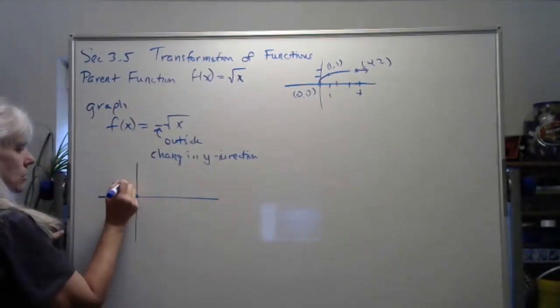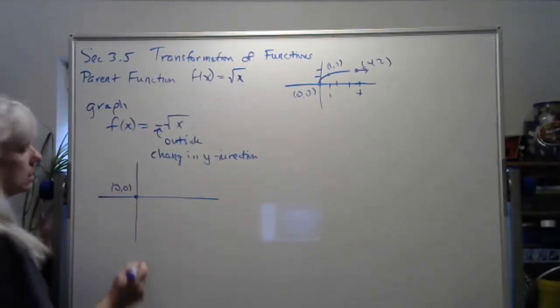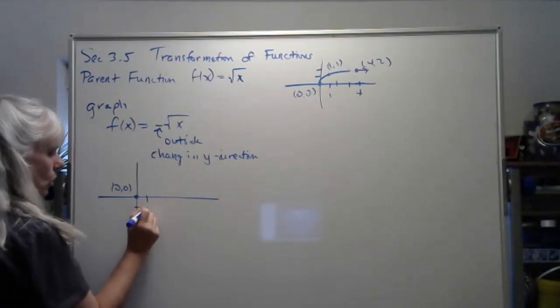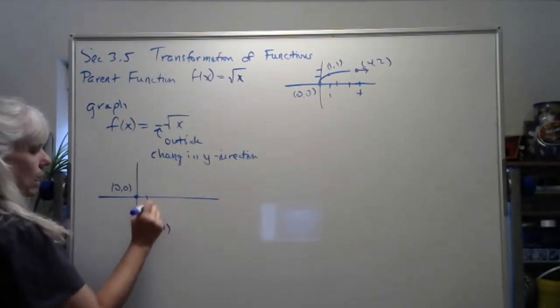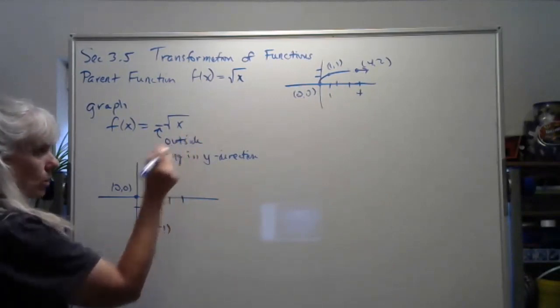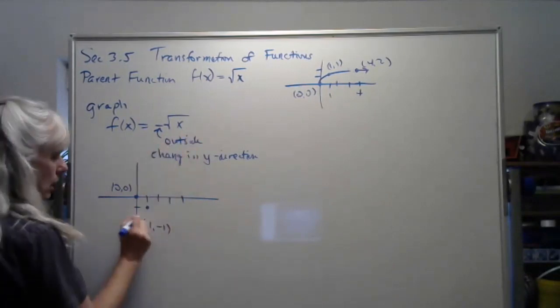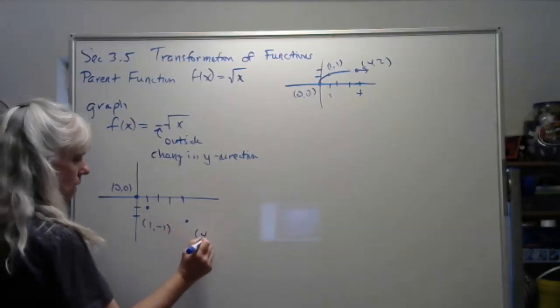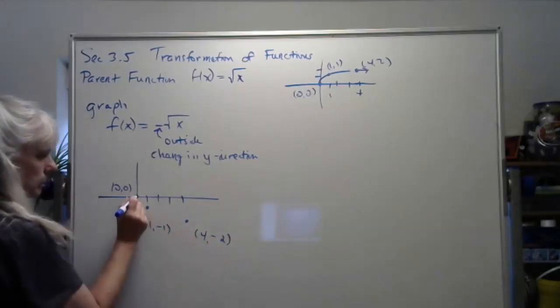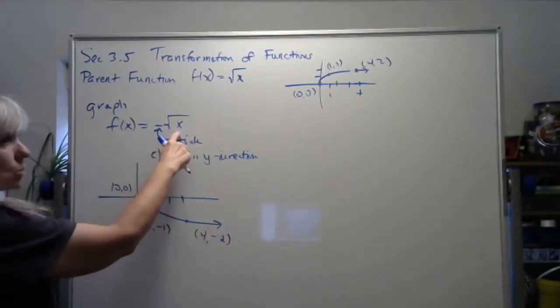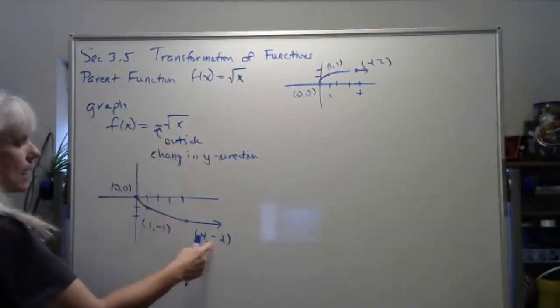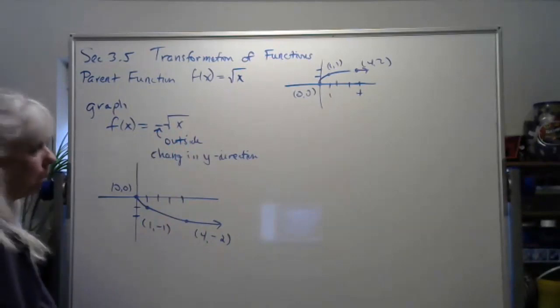So we still have 0, 0 because negative of 0 is 0. But the point that was at 1, 1 is now going to be down here at 1, negative 1. I'm changing the sign on the y. The third point, which was at 4, 2, is now going to be down here at 4, negative 2. And again, you could just plug the numbers in. Plug in the 4, you get the square root of 4, which is 2, and it says take the opposite of that. That's why we get a negative 2.